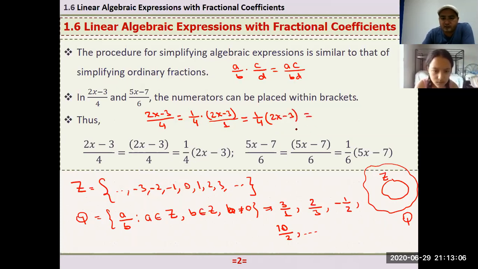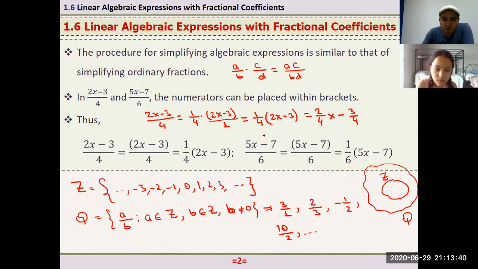Now remove the brackets. What do we get here? 1 over 4 times 2x, that is 2x over 4, which is actually x over 2. Here we have minus 1 over 4 times 3, that is minus 3 over 4. That means I can write this algebraic fraction either this way or this way or this way. All these algebraic fractions are equivalent to each other. They are the same thing, right?